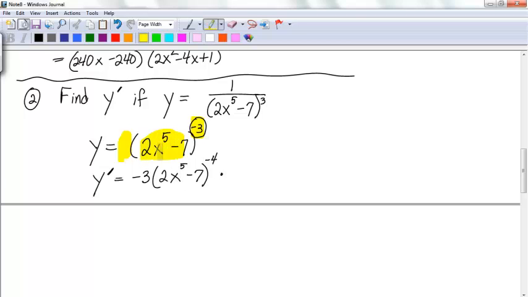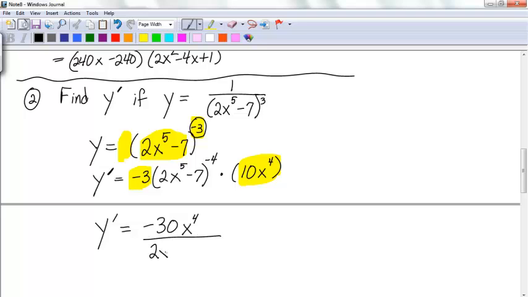So you have to say, okay, now what's the derivative of this? 10x to the 4th, right? Then the only part they will simplify is this times this, because that other is to a power. So y prime equals negative 30x to the 4th. And if they said no negative exponents, then we would move that quantity (2x to the 5th minus 7) down and make it to the positive 4 power. Any questions on that one?